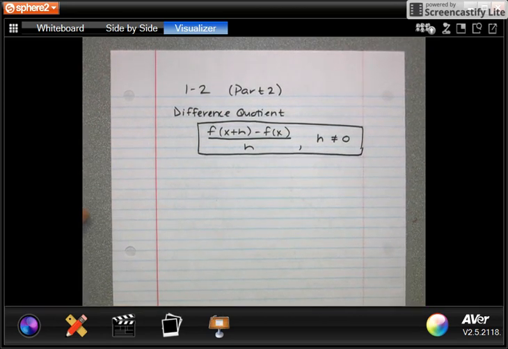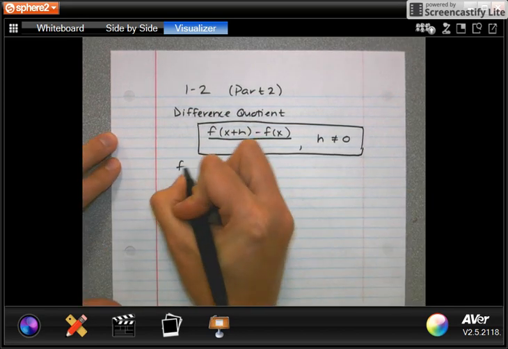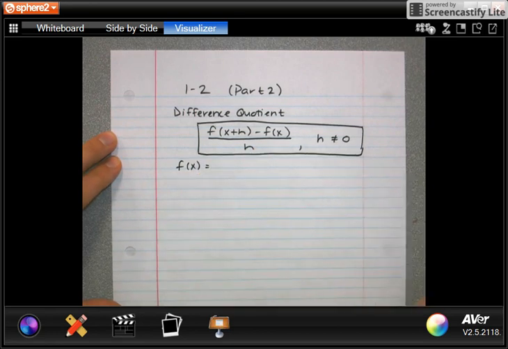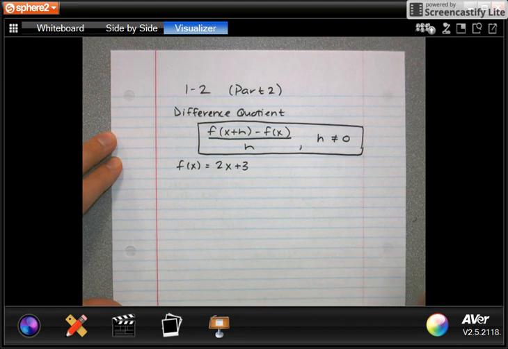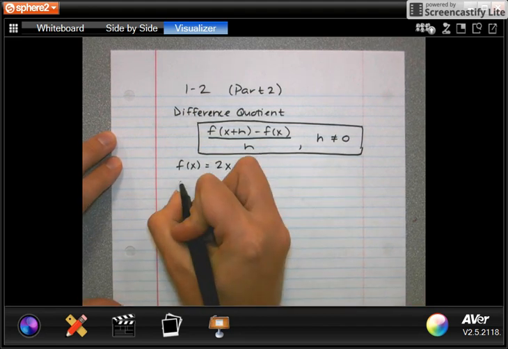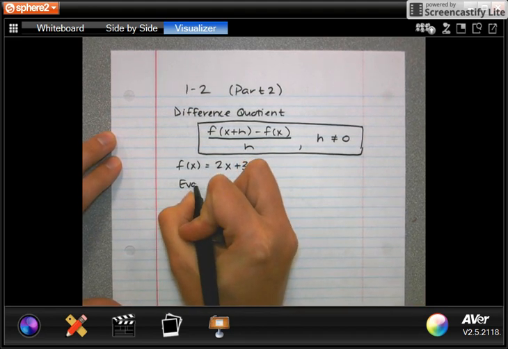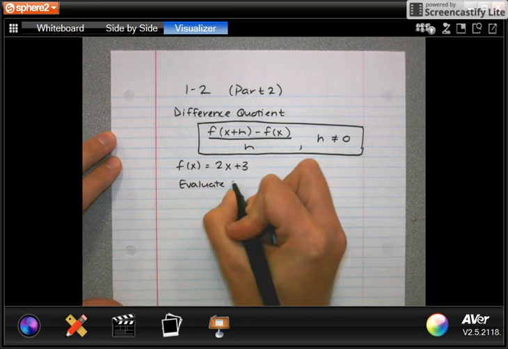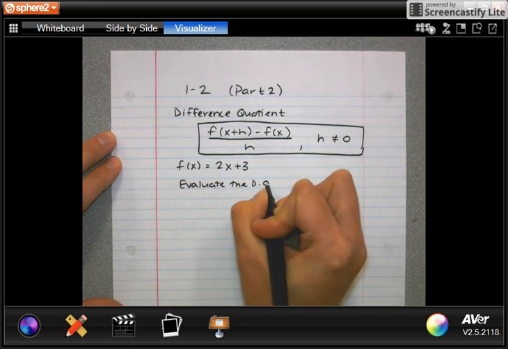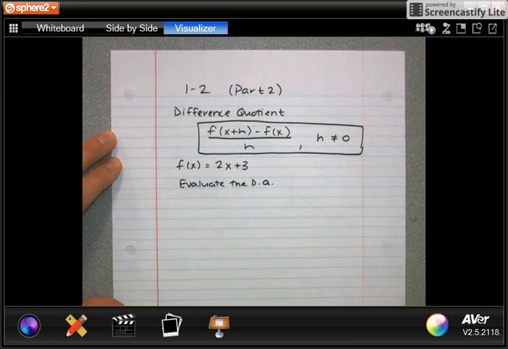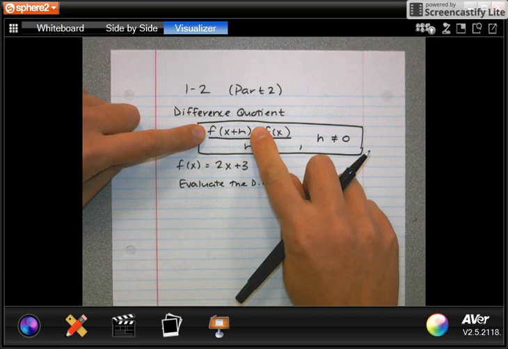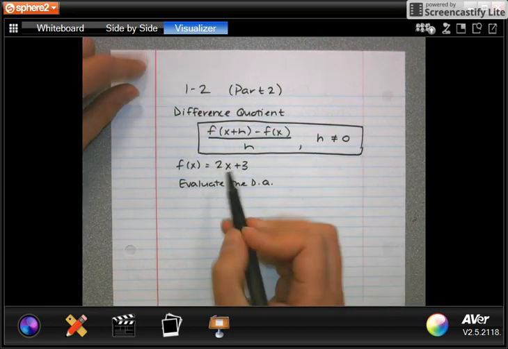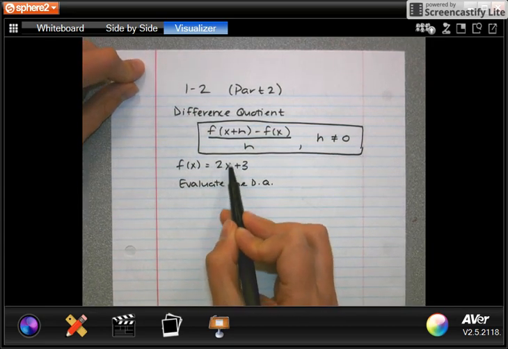That's the difference quotient. So what I'm going to do is I'm going to give you a function. I'm going to give you an f of x. In this example, our f of x is going to be 2x plus 3. And what the instructions are going to say is evaluate the difference quotient for this function. So this first piece right here is f of x plus h. So all that means is you're going to plug in x plus h for x.